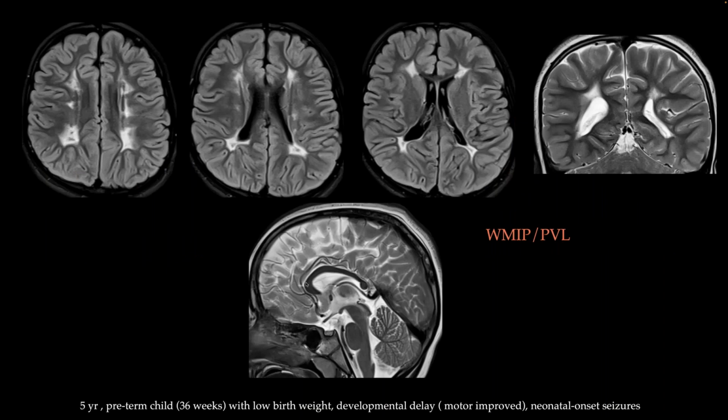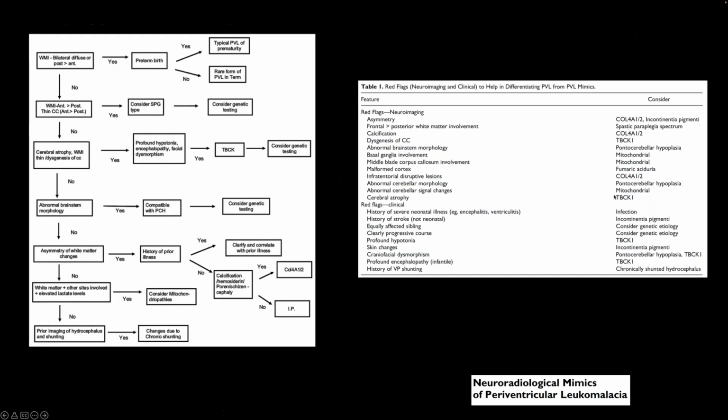So just to point out a possible PVL mimicker. A typical imaging feature of white matter injury of prematurity, or a PVL, is a posterior to anterior gradient of volume loss of the corpus callosum, and also periventricular hyperintensities with squaring and wavy outline of the lateral ventricles. In our case, the white matter loss was more along the anterior aspect. The corpus callosum also was thinned out diffusely with a slightly anterior predominance.